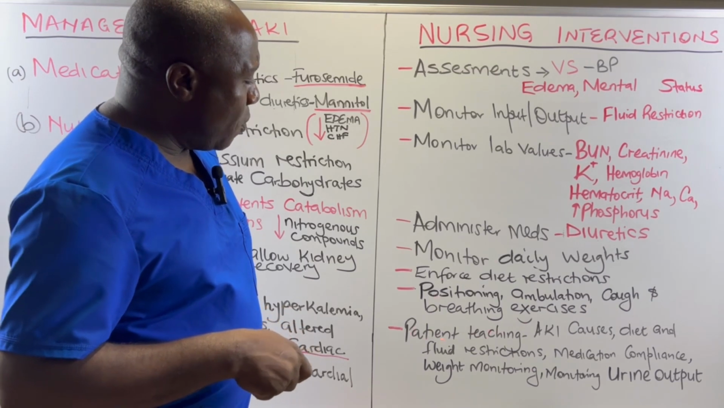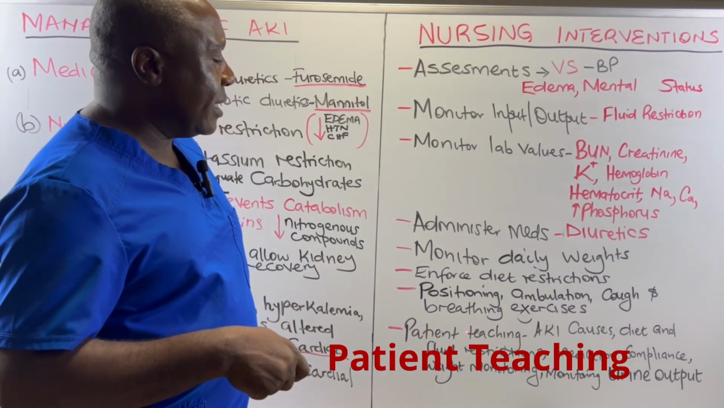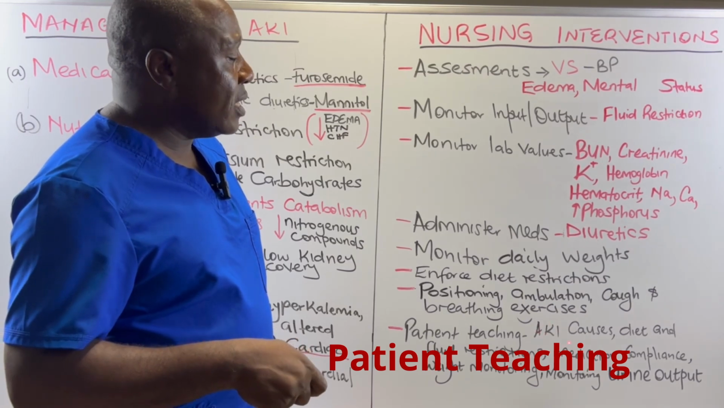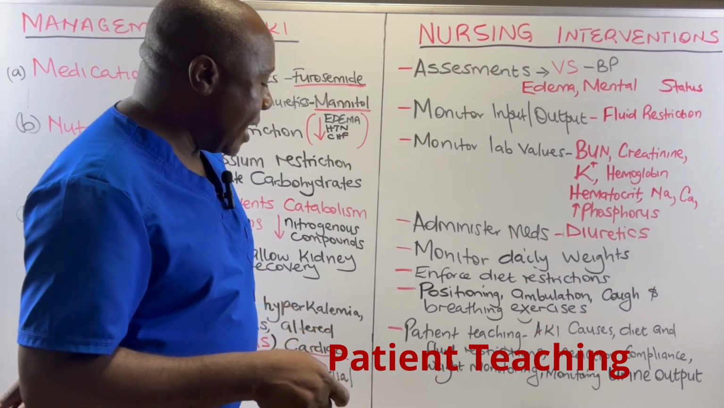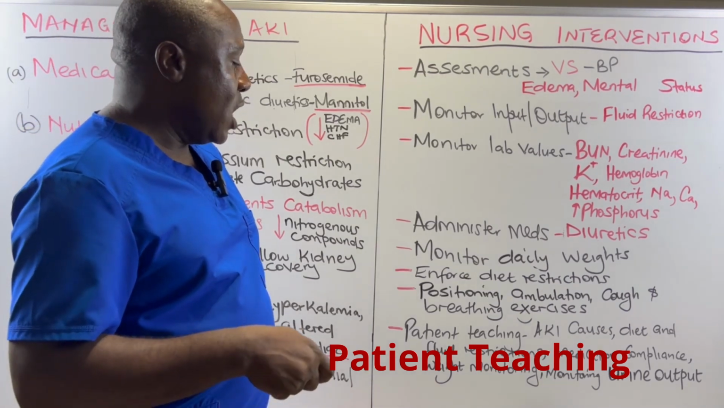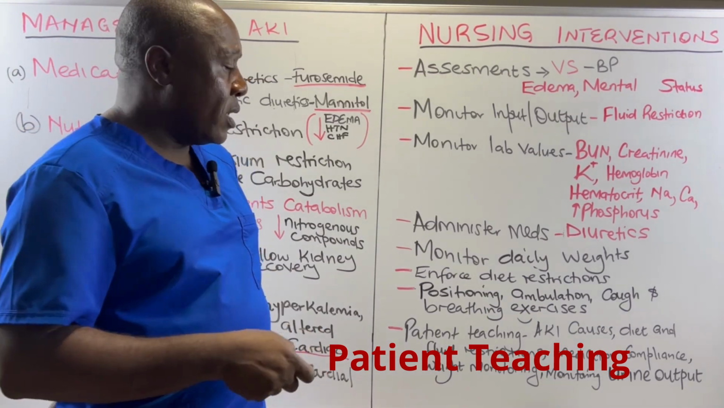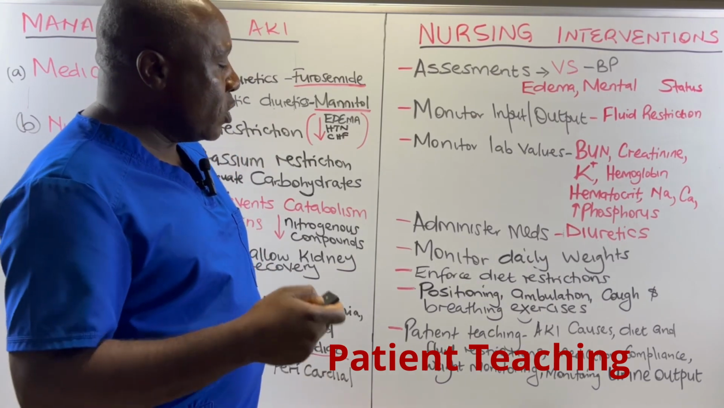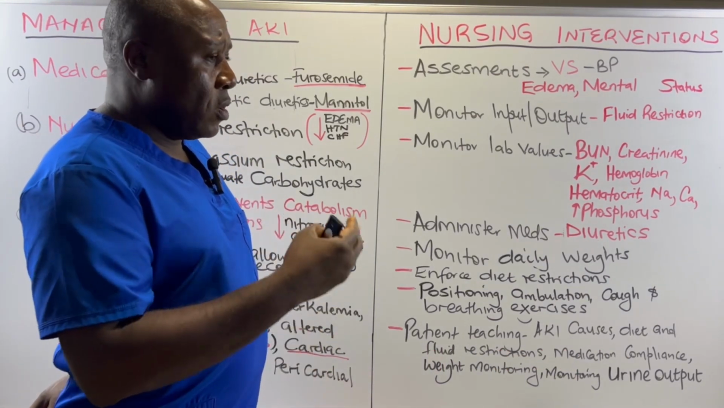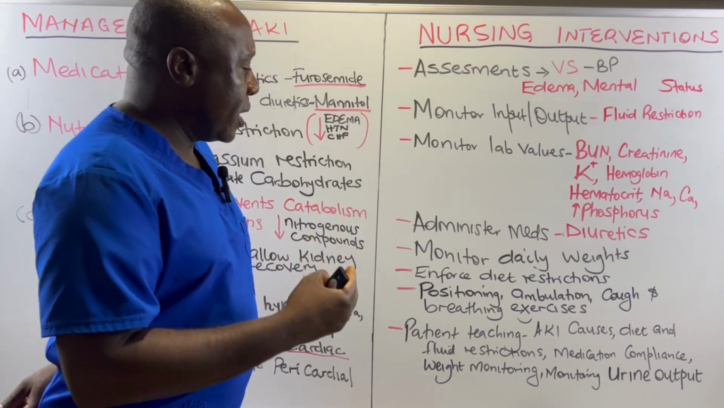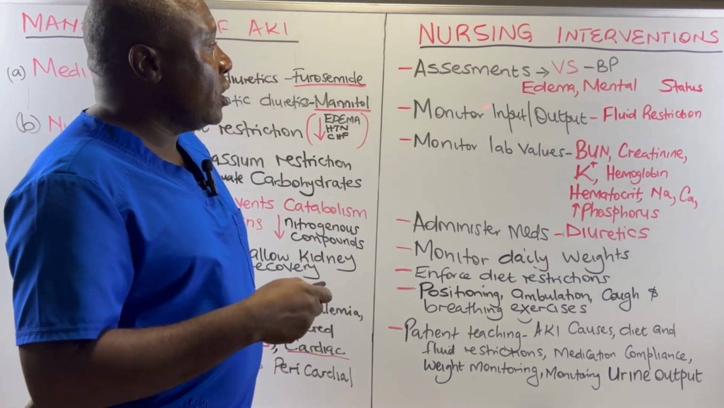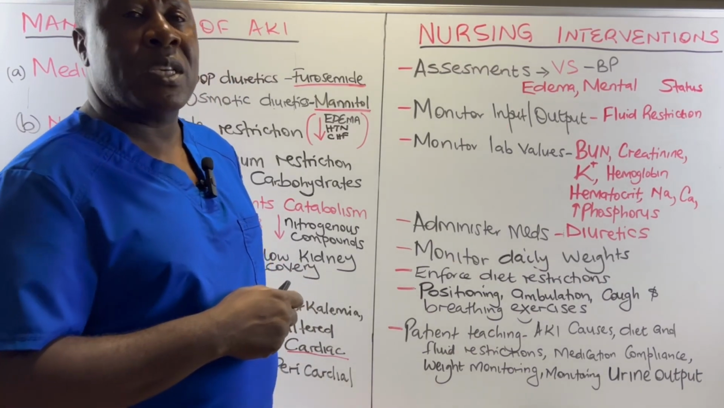Then nurses perform patient teaching. So what are they teaching? They teach patients the acute kidney injury causes, they teach them the diet and fluid restrictions, we are teaching them about medication compliance, we are teaching them the importance of weight monitoring, and even monitoring the urine output. So this is the teaching that nurses will actually give to these particular patients as they try to deal with this particular acute kidney injury.